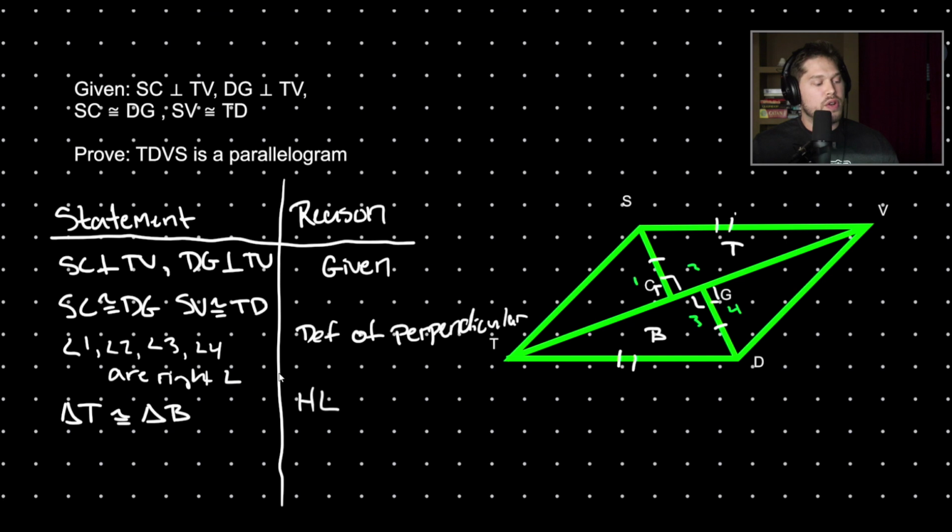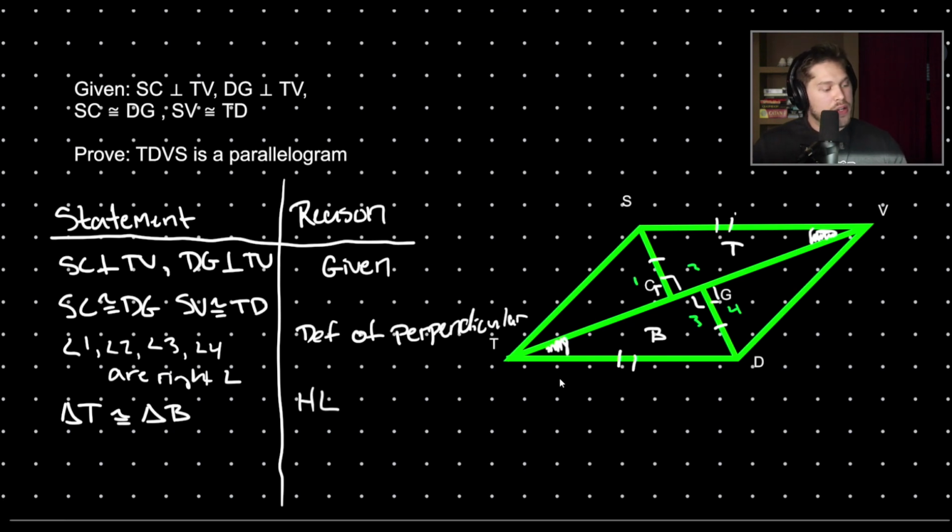We can say that these triangles are congruent because our hypotenuse and one of our legs are congruent in this right triangle, therefore these triangles are congruent. With that, we can say that this angle here and this angle here are congruent by corresponding parts of corresponding triangles are congruent.